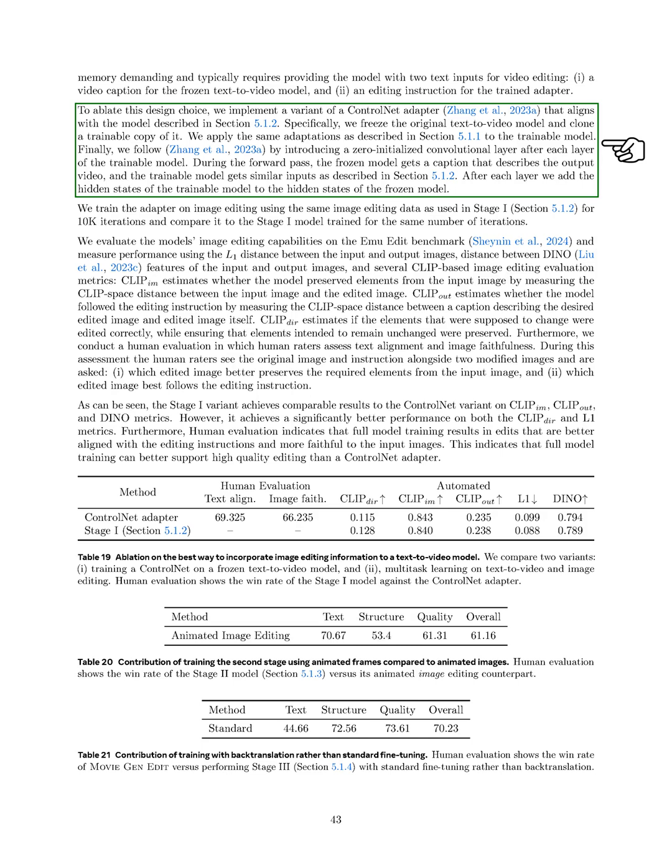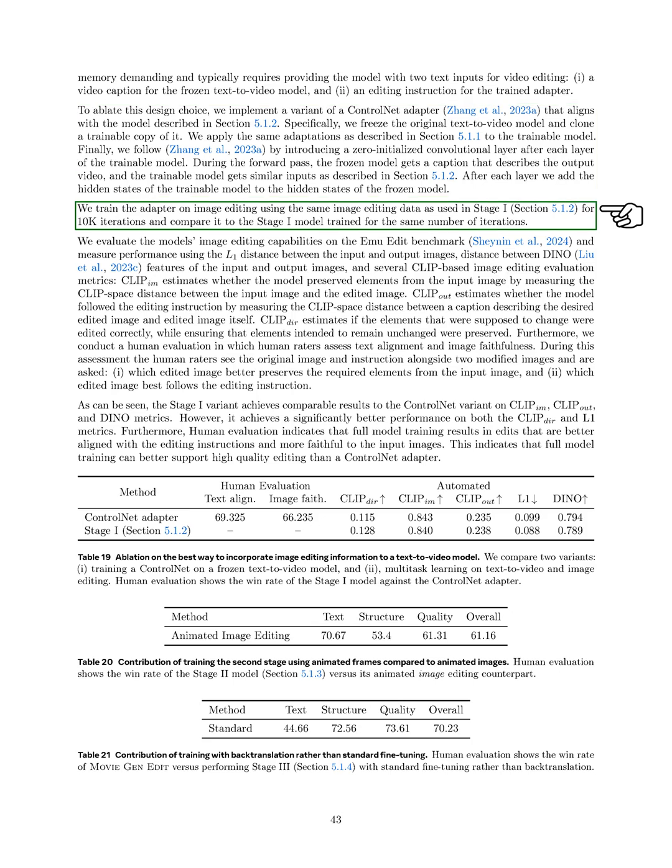We then add a zero-initialized convolutional layer after each layer of the trainable model. During processing, the frozen model receives a caption for the output video, while the trainable model gets similar inputs. We combine the hidden states of both models after each layer.